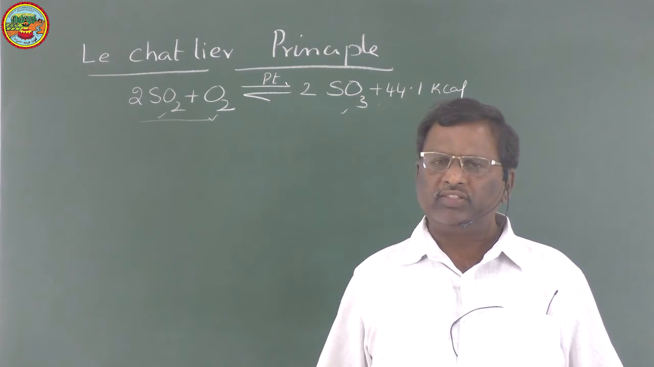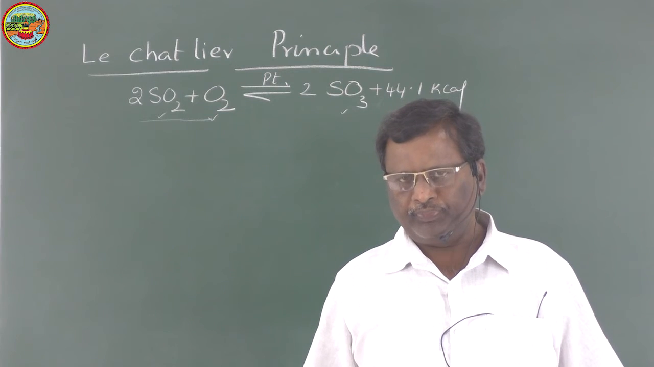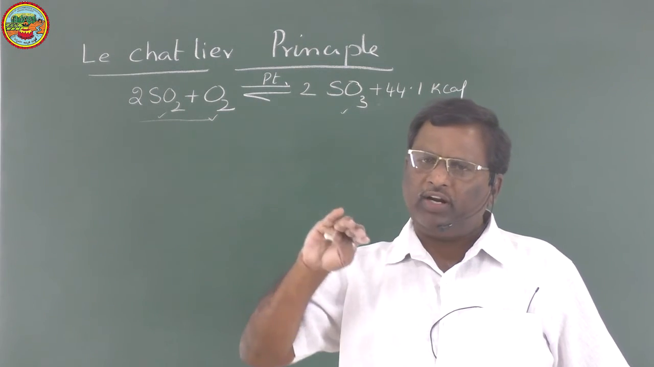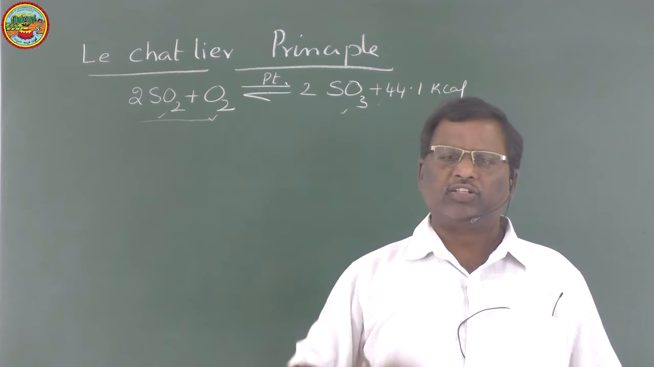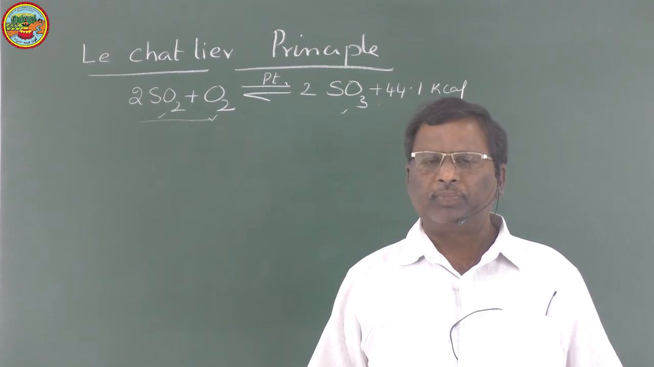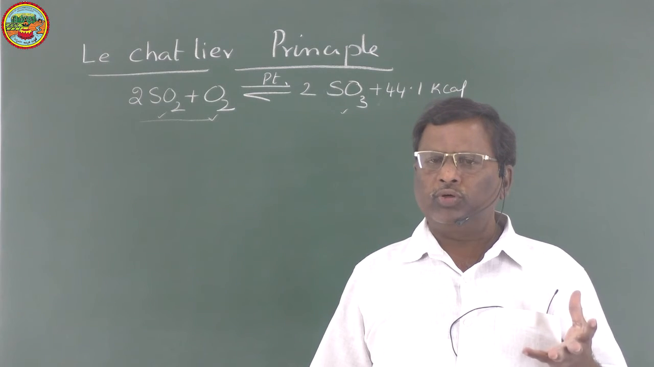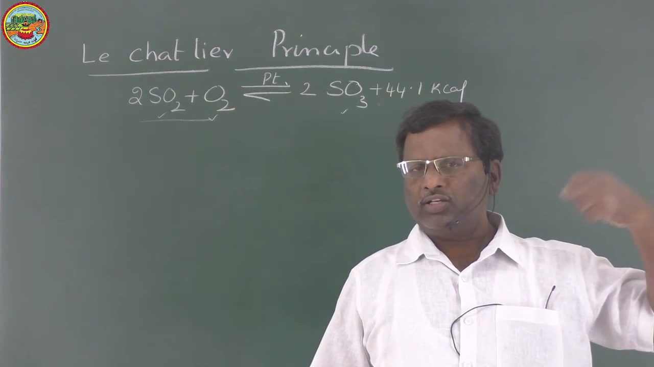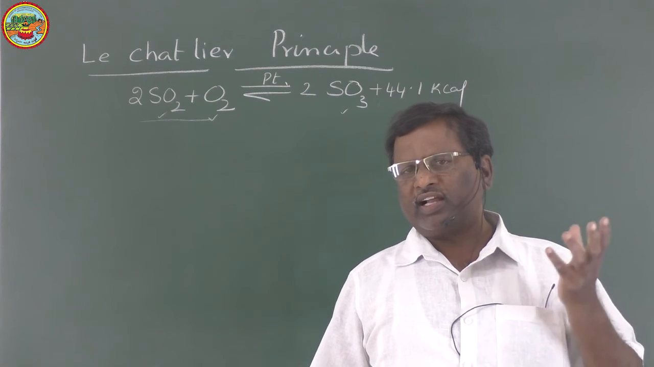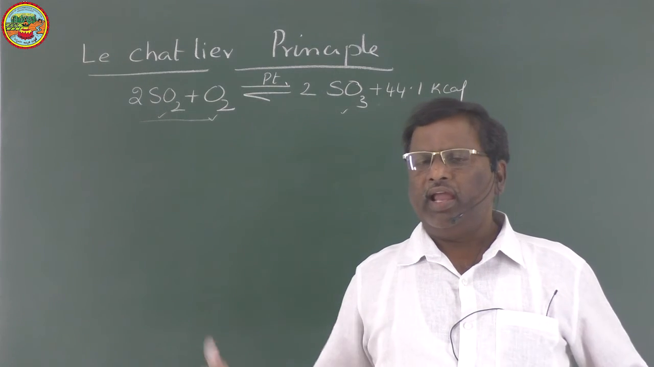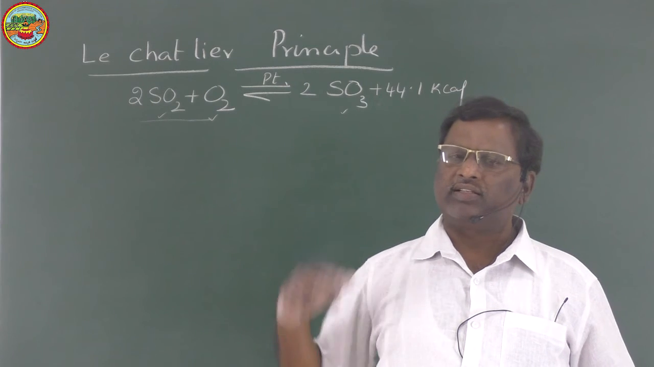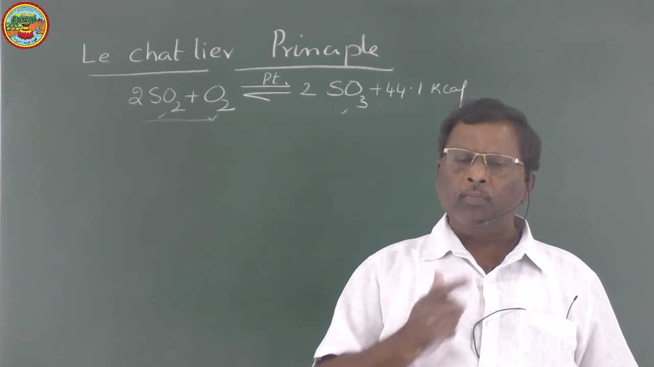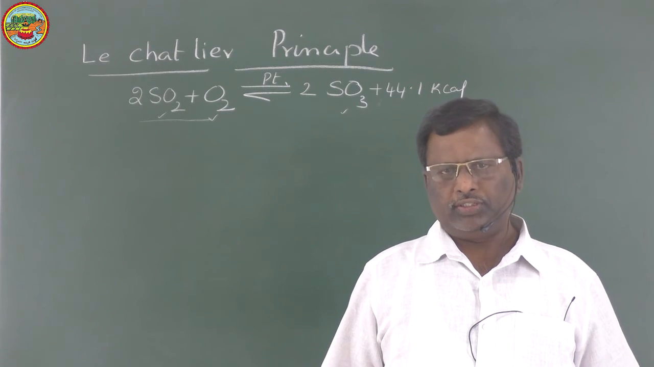Here our problem is to produce more SO3. So to produce more SO3, the backward reaction should be stopped and the forward reaction should be increased. For that purpose, time to time, the SO3 prepared in the container should be removed or dissolved in water, so that the concentration of the gases will be decreased. And time to time, if we increase the concentration of SO2 and O2 in 2:1 ratio, more SO3 is produced.